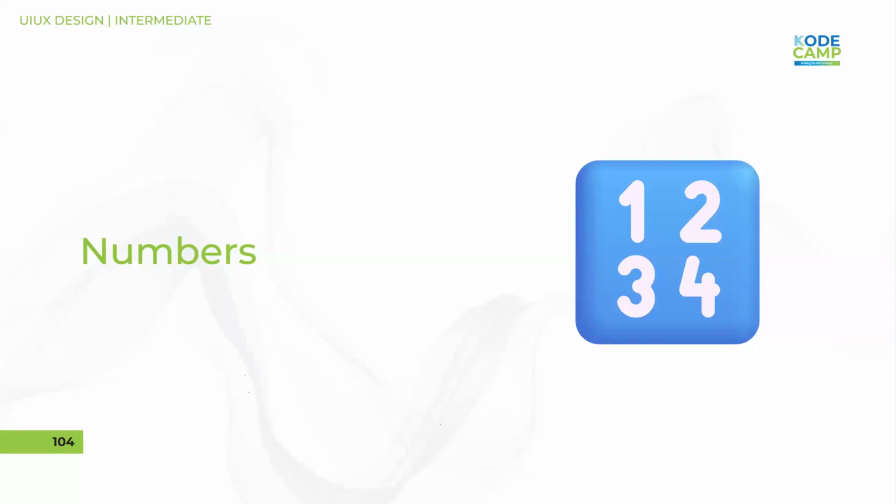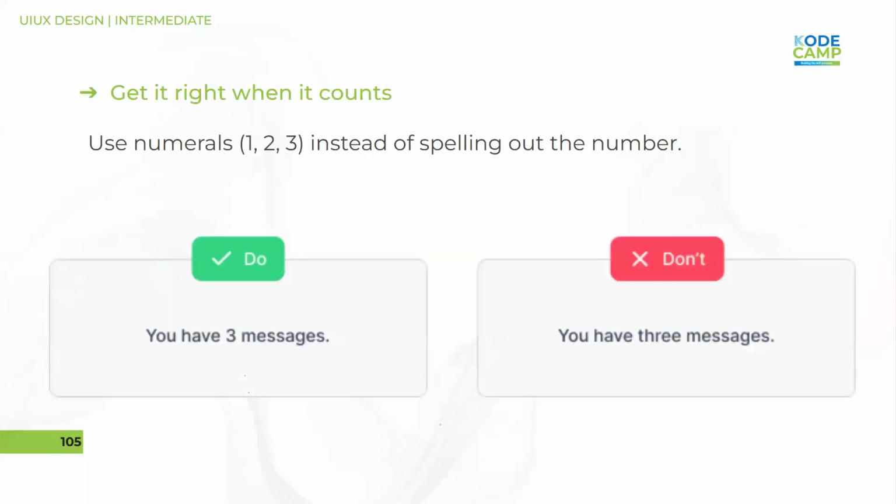Okay, thank you. So when we look at numbers, we said get it right when it occurs. So use numerals 1, 2, 3 instead of spelling out the numbers. You have 3 messages. There is no need to write it in words. Okay, so you have 3 messages, numerical value is okay.